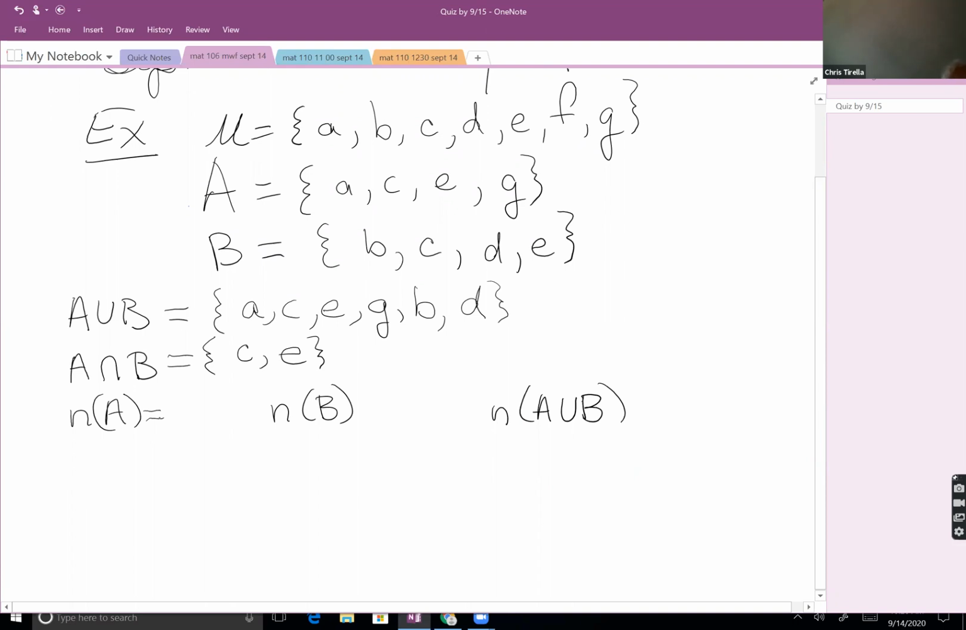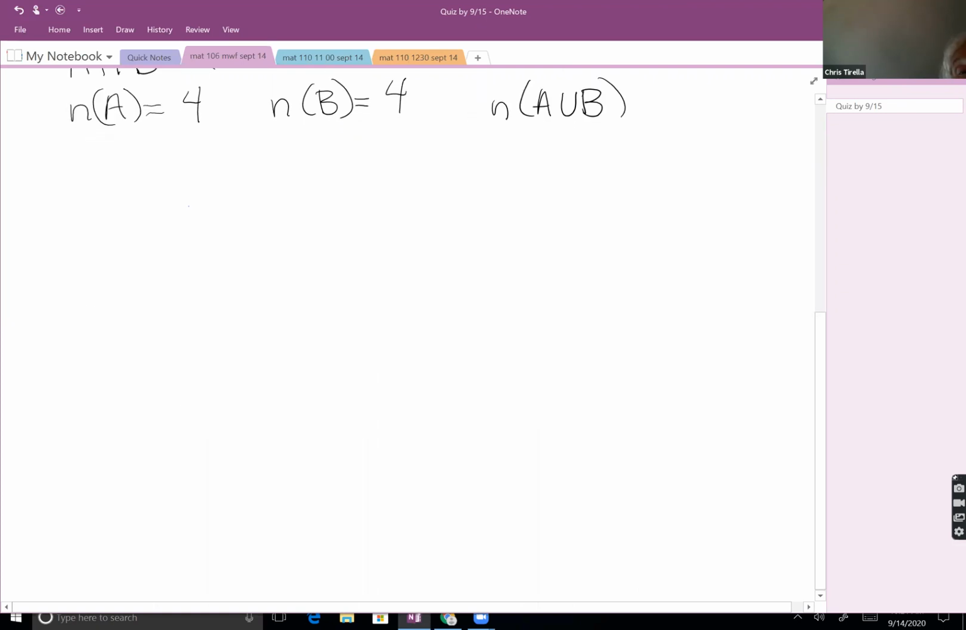Now, next, what does it mean when I put the little n in front of the name of a set? It's a whole number. It's the cardinality. It's how many things in the set. So how many things are in set A? 4. Beautiful. Same way, how many things are in set B? Also 4.